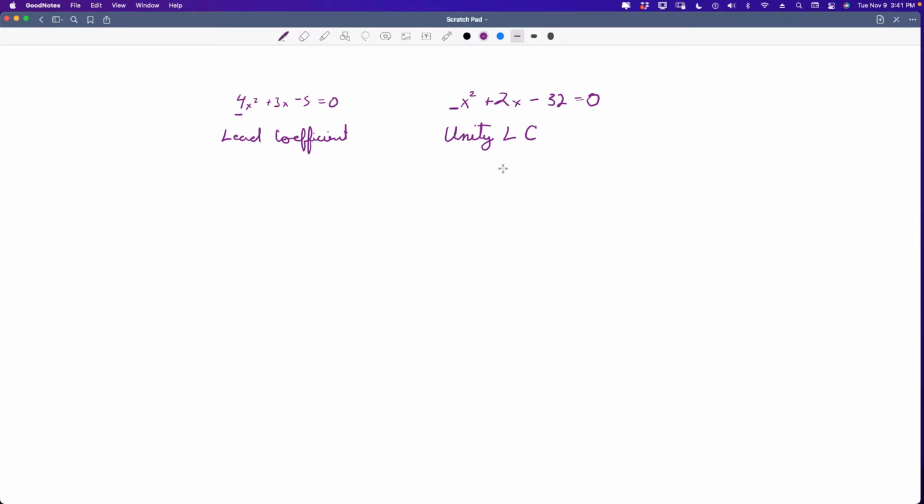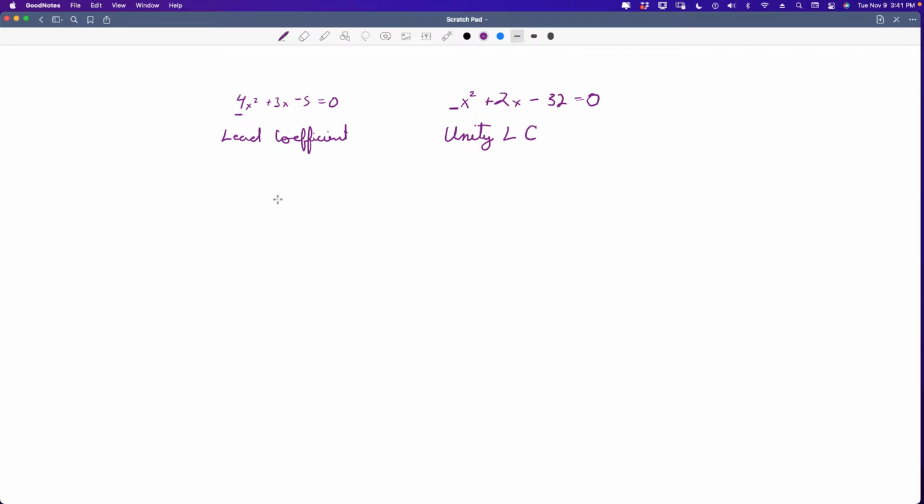That's really all we have to talk about with lead coefficients right now. The thing to remember is if we don't have a unity lead coefficient and you have another whole number here, we have to get rid of that whole number before we can complete the square when we have an equation.